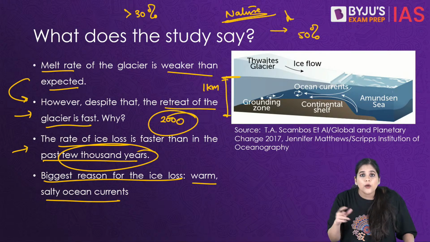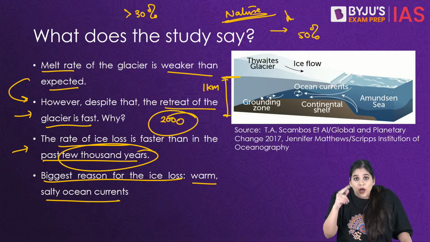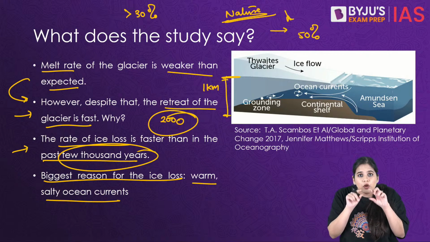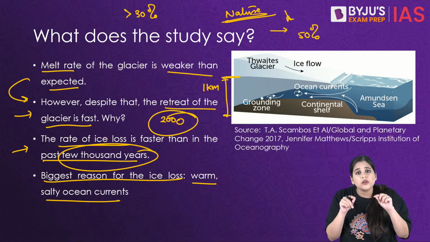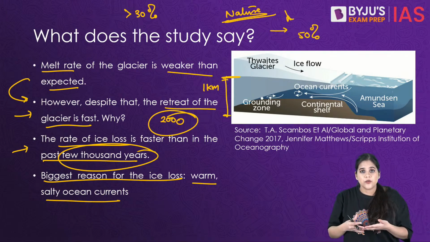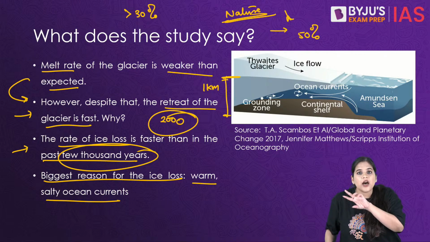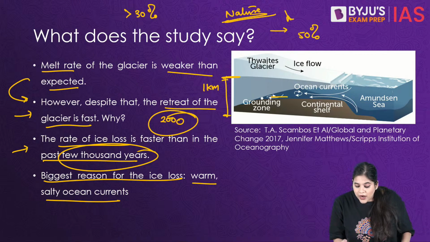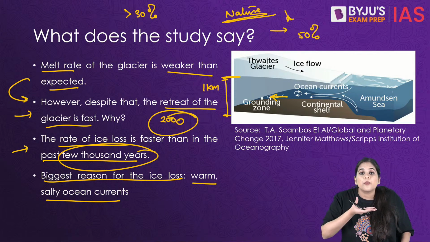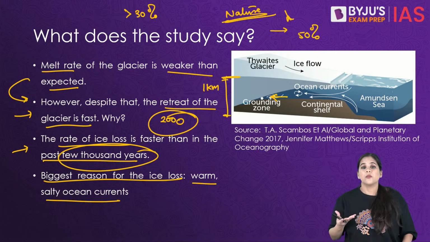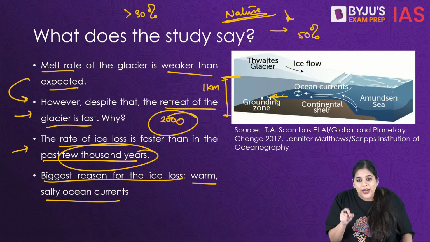There are warm oceanic currents. Global warming has not just led to a warming of the ocean surface, it has also led to warming of the lower layers. So these warm currents are coming and attacking the glacier from the bottom. So how do we know it? Because of IceFin that studied the bottom of the Thwaites Glacier.